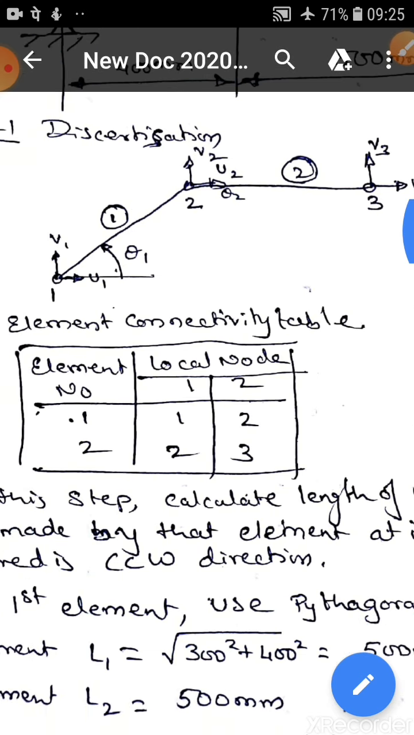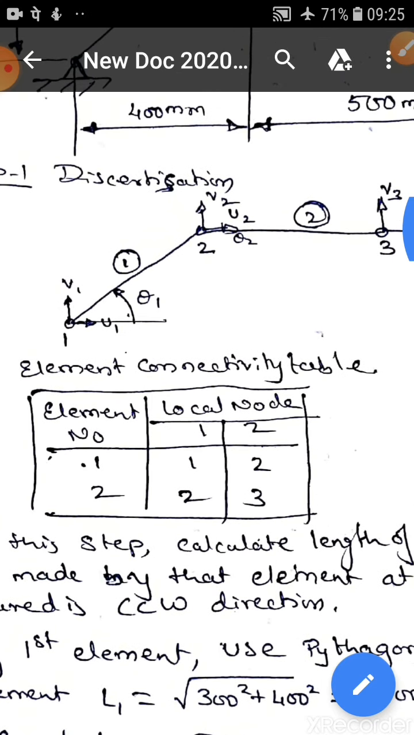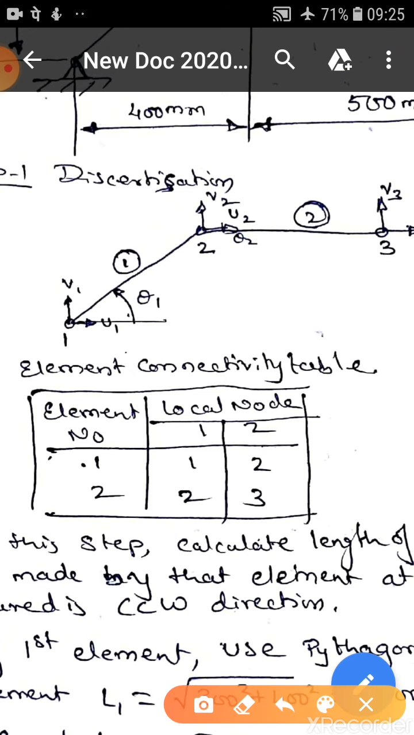You can see, while writing the definition of theta, we have told you theta is the angle made by that element at its local node 1. If you are measuring the angle of element 1, you should measure at node 1. If you are measuring the angle made by element 2, then you have to measure at node 2. That is the reason this element connectivity table helps us.